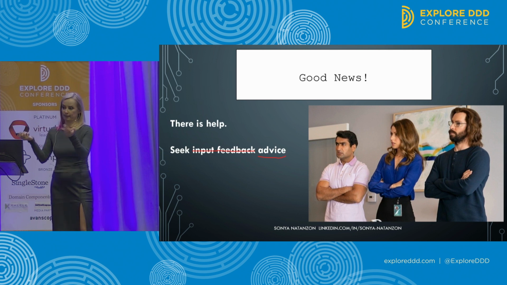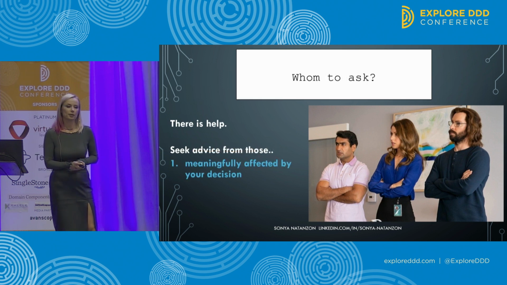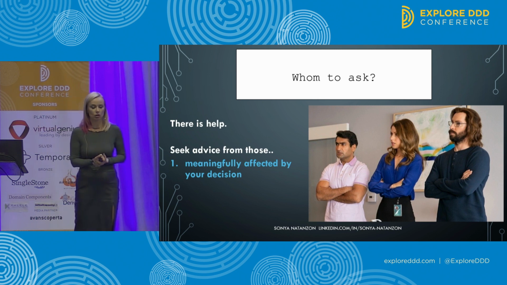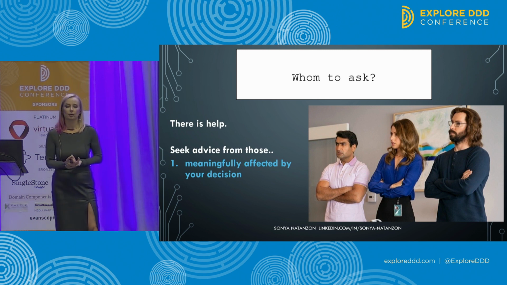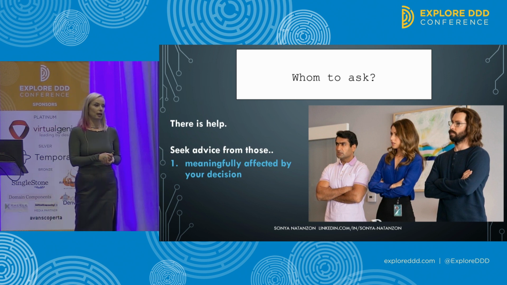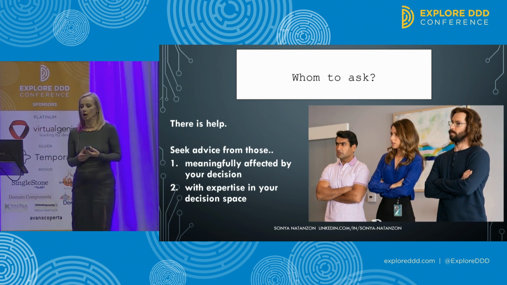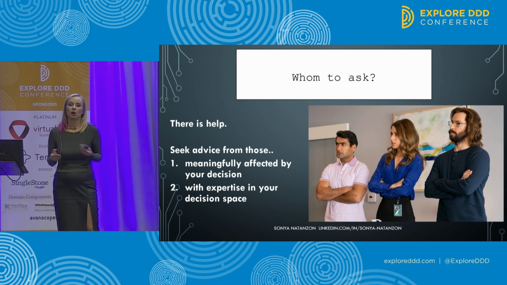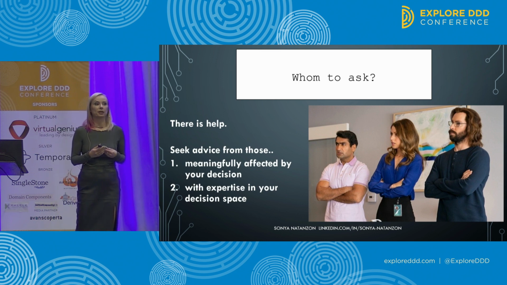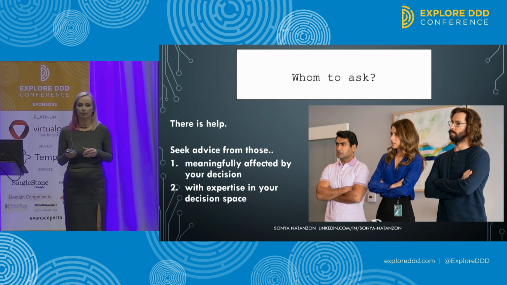Who do you ask? You ask 2 groups. Those who are meaningfully impacted by your decision. Maybe it's an engineering group that needs to consume the API changes. Maybe it's a support engineer who'll have to explain the new UX to users. Maybe it's a marketing person who needs to develop new promo materials. The second group to ask is those with expertise in your design space or in your decision space. Essentially people who have done this before, maybe stepped on a few landmines, maybe avoided a few others, live to tell the tale.